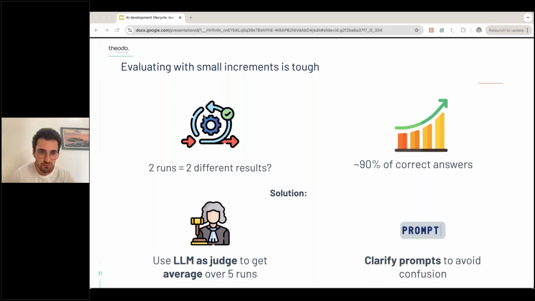And also we clarified the prompts to avoid confusion, because a problem we had was that since we were iterating a lot on the prompts, some prompts may contain, within the same prompt, different instructions which go opposite to each other. So sometimes when you run the LLM, it will follow the first instruction, sometimes it will follow the other instruction. So just by clarifying the prompts, it helps with this non-determinism.